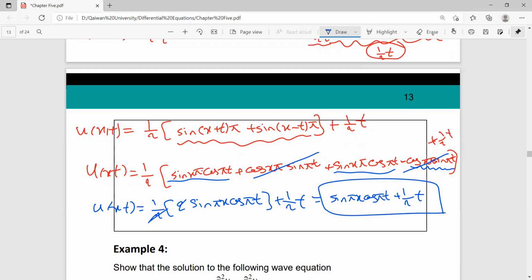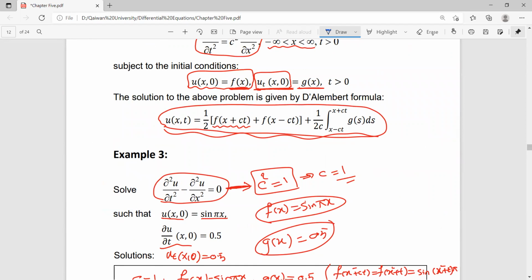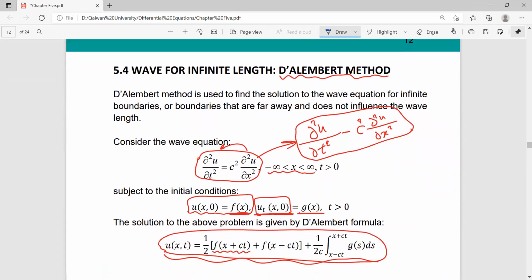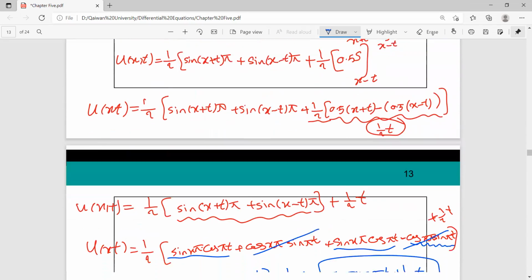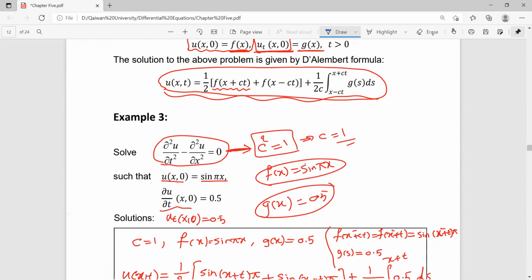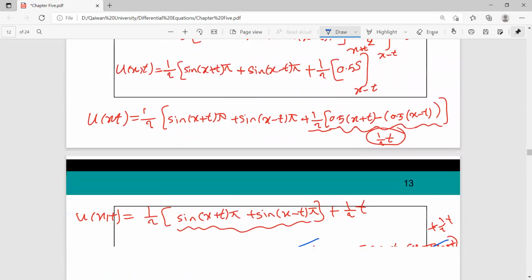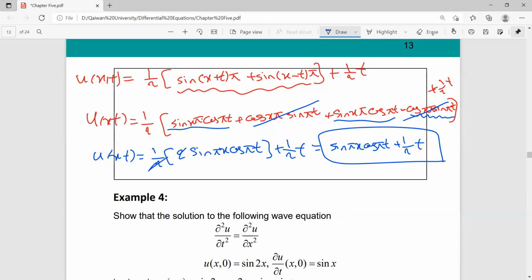This is the solution for that partial differential equation by using the D'Alembert method. If you are asked to use the D'Alembert method, you can just use this formula and identify f of x and g of x, also c. That's all that you should know. That's all. So this is the solution. This is u of x,t, which is the final result.